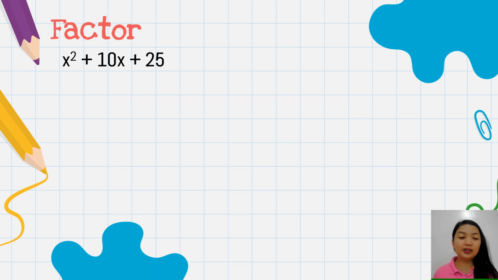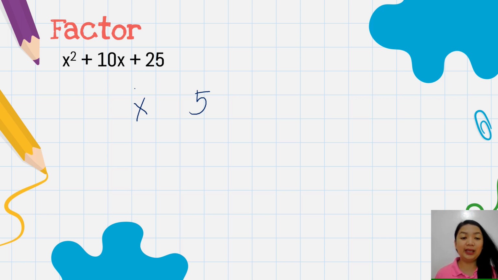So let us factor x squared plus 10x plus 25. Again, we get the square root of x squared, which is x. The square root of 25, correct, that is 5. So x times 5 is 5x, times 2, which is 10x. So therefore, it is a PST, so we can use the factoring technique of PST.